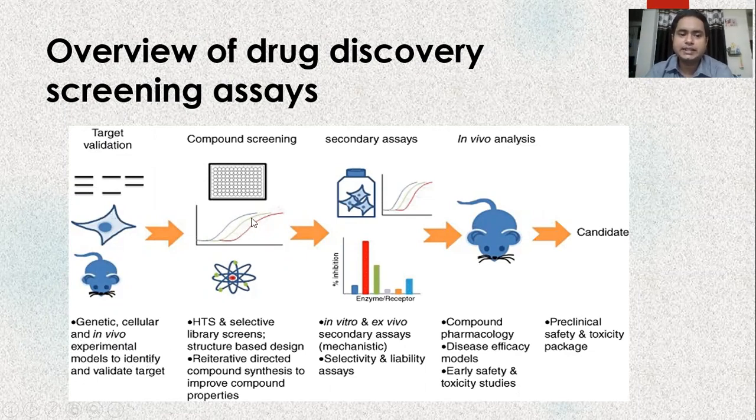The compound screening can be done using HTS, high throughput screening, selective library screening, and structure-based design. The secondary assay can be performed using in vitro and ex vivo secondary assays as well as selectivity and liability assays. The in vivo analysis encompasses compound pharmacology, disease efficacy, and early safety and toxicity studies, when we discover and identify a candidate drug using the preclinical safety and toxicity package.